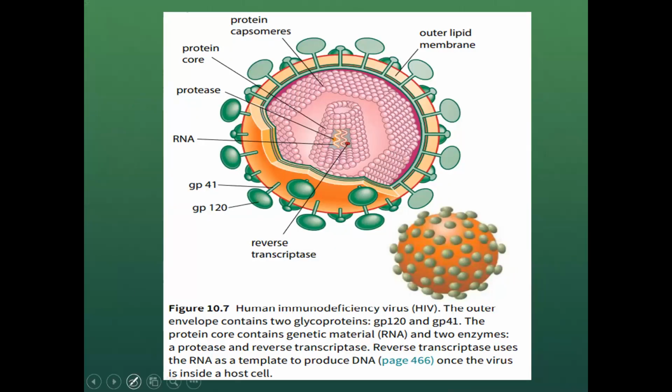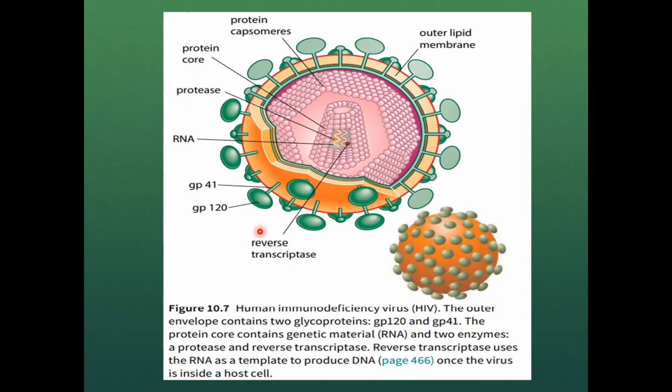Now, this picture is from your book. If you see here, there is this protein core that you're looking at. The first one is the outer lipid membrane, and then you can see the protein capsomeres as well. What else you see here is this protein core, and inside the protein core is this RNA. Besides RNA, there are two enzymes. One of them is known as reverse transcriptase, and the other one is protease.